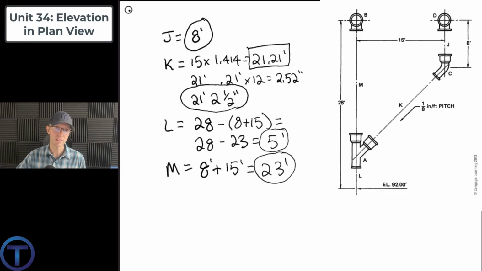Now we need to use this information, calculate for those elevation changes. We'll multiply each of these by our 1/8 inch per foot, and then we'll add that to our starting elevation and see what we end up with.